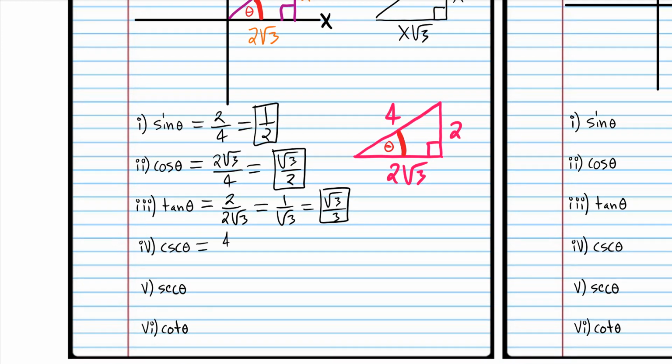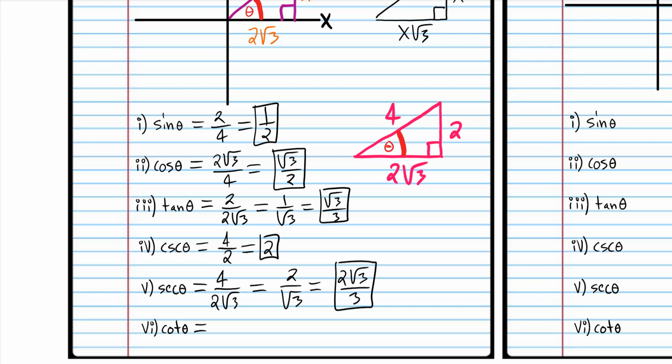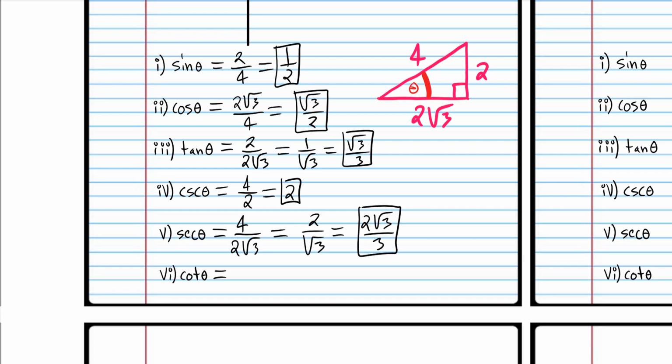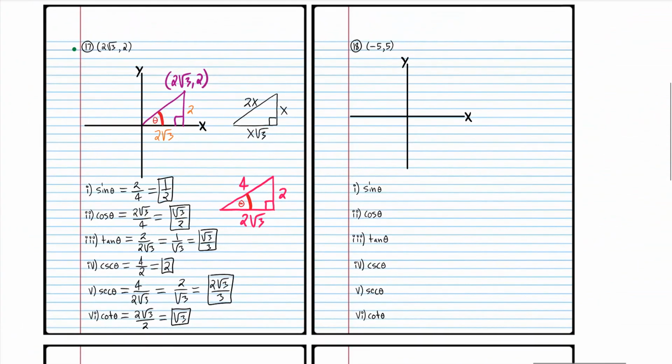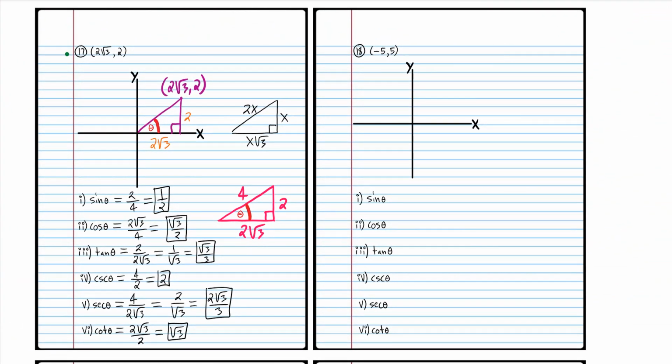Cosecant theta is the hypotenuse divided by the side opposite the red reference angle. So that would be 2. Secant theta is the hypotenuse divided by the side adjacent the red reference angle, which reduces to 2 over root 3. Multiply both sides by root 3, and we rationalize the denominator. Cotangent theta is the adjacent side of the red reference angle divided by the opposite side, and we get root 3. So there you go. If you got those answers, good. We didn't have to deal with negative numbers because the angle terminated in the first quadrant.